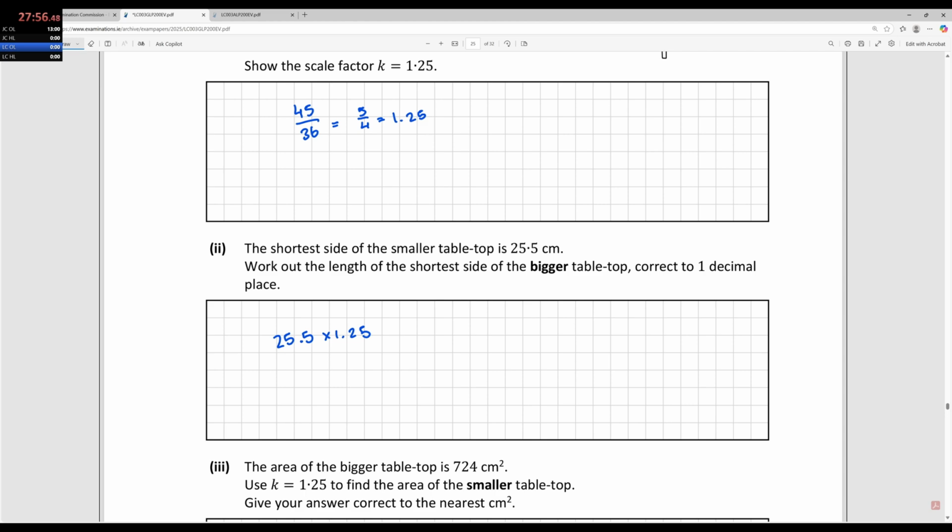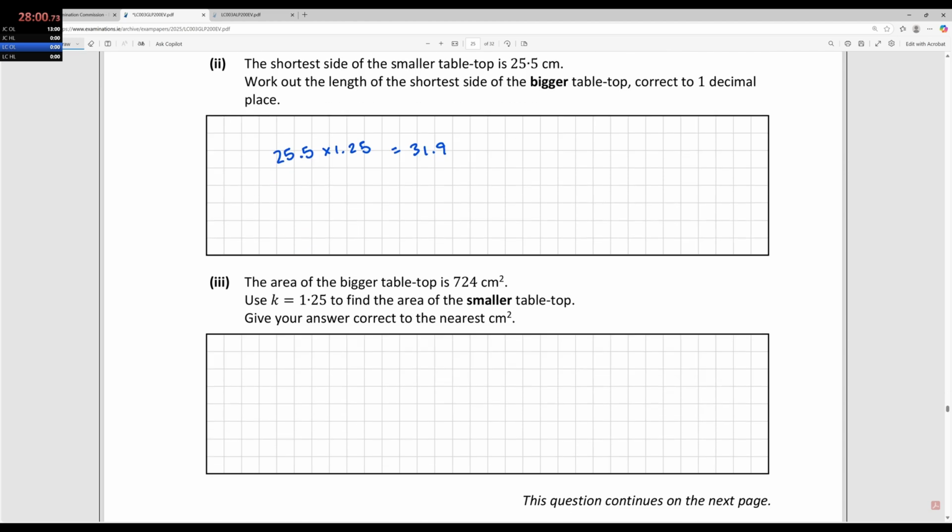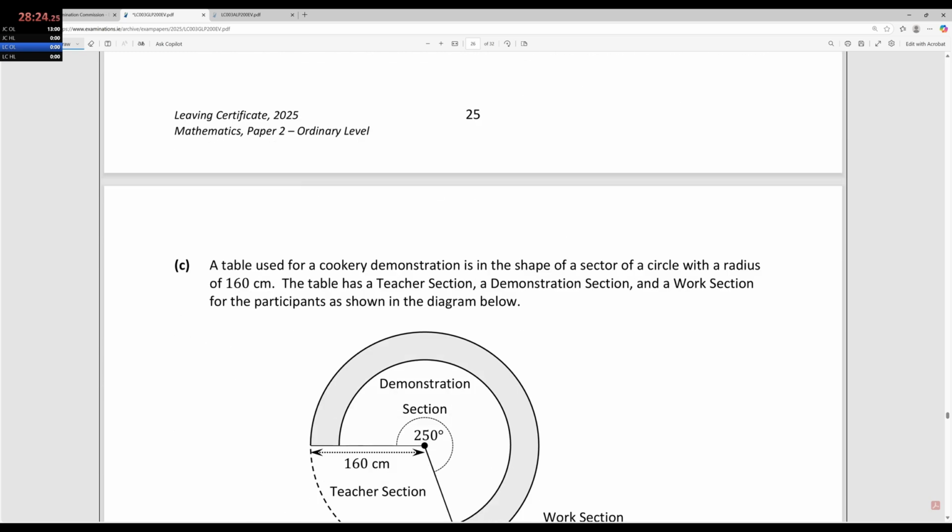And what did it say? Correct to one decimal place, 31.9, I guess. And the area of the bigger table is this. Use K to find the smaller one. So we do 724 divided by 1.25 squared. Okay. Correct to the nearest whole number is 463 centimeters squared.